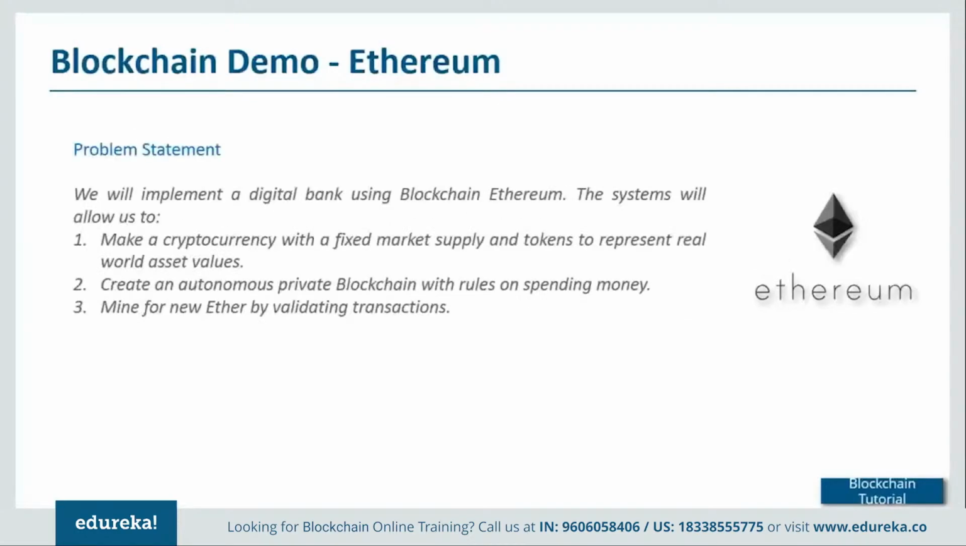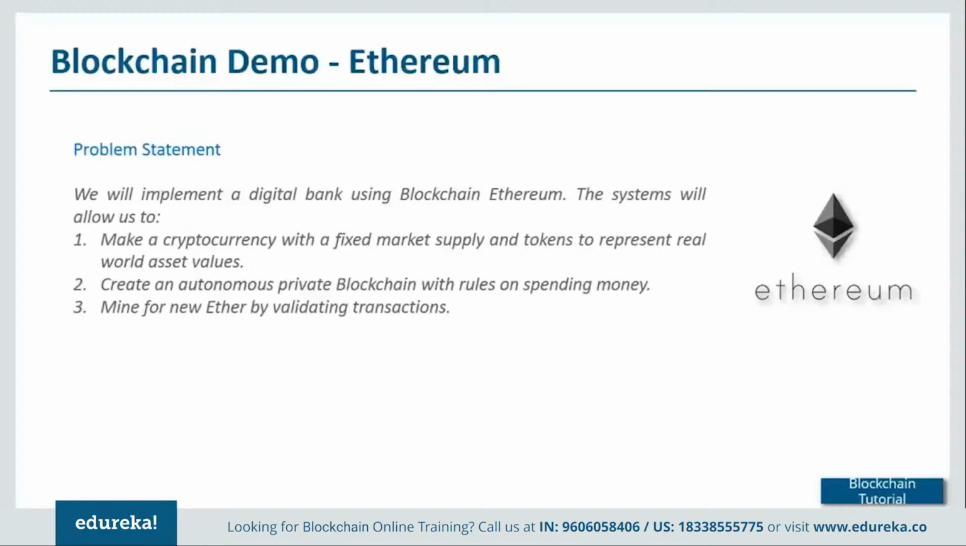Now, what we need to achieve as part of today's demo is that we need to implement a digital bank which actually implements the Ethereum blockchain. This system has to allow us to do three things. First is make cryptocurrency with a fixed market supply and token that represents real world value. That basically means we need to create a cryptocurrency which has a fixed value outside.